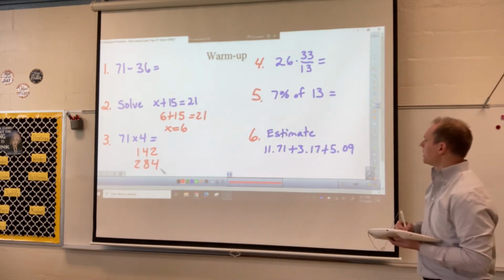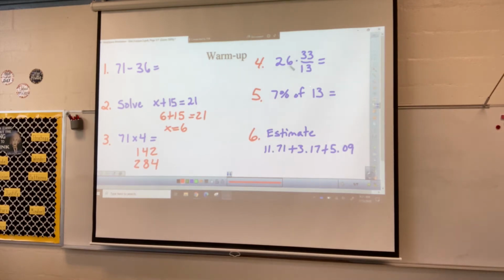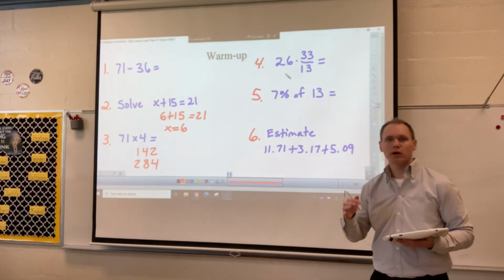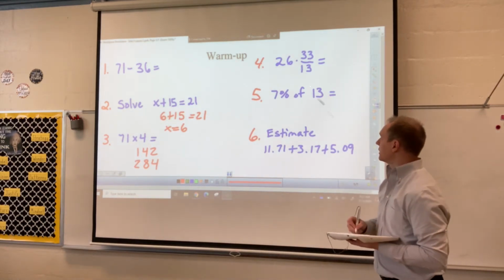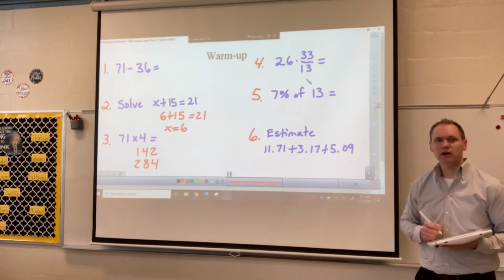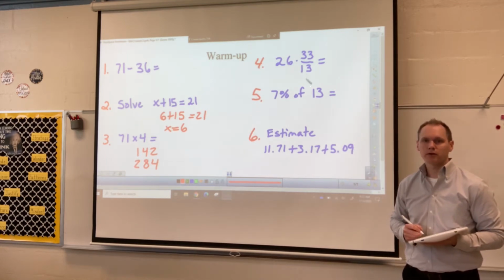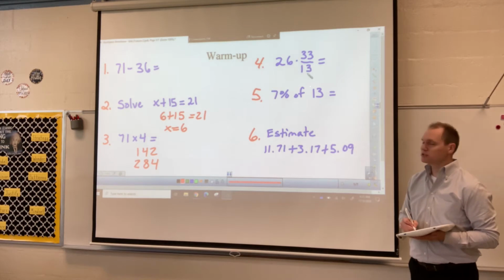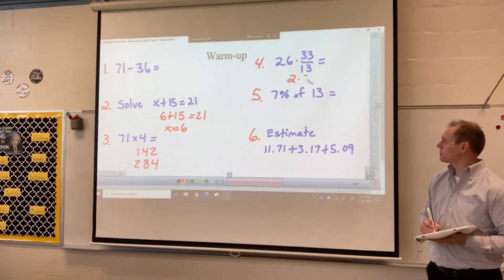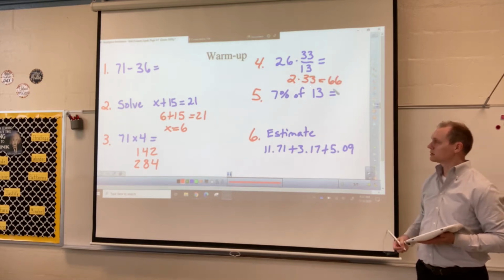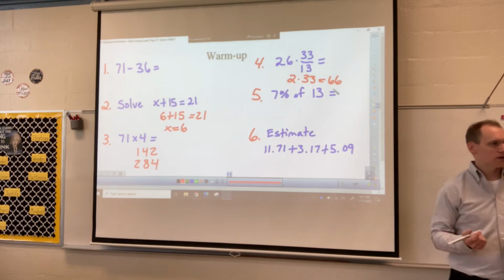Okay, cool. Number 4. As we've seen in previous videos, we do have a decision here to make. We can either multiply by 33 first, or we can divide by 13 first. And in this case, dividing by 13 is a lot simpler than multiplying by 33. So 26 divided by 13 is 2. And then we can multiply 2 times 33, getting us 66. Any other strategies there?